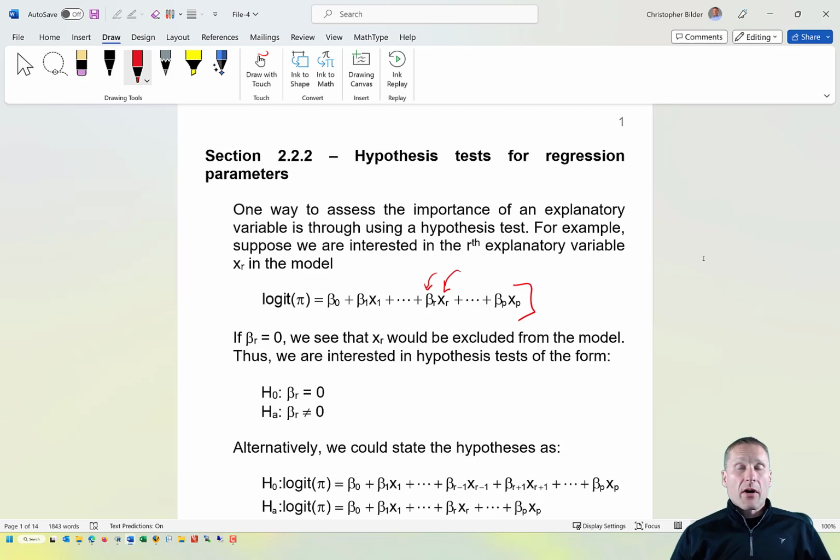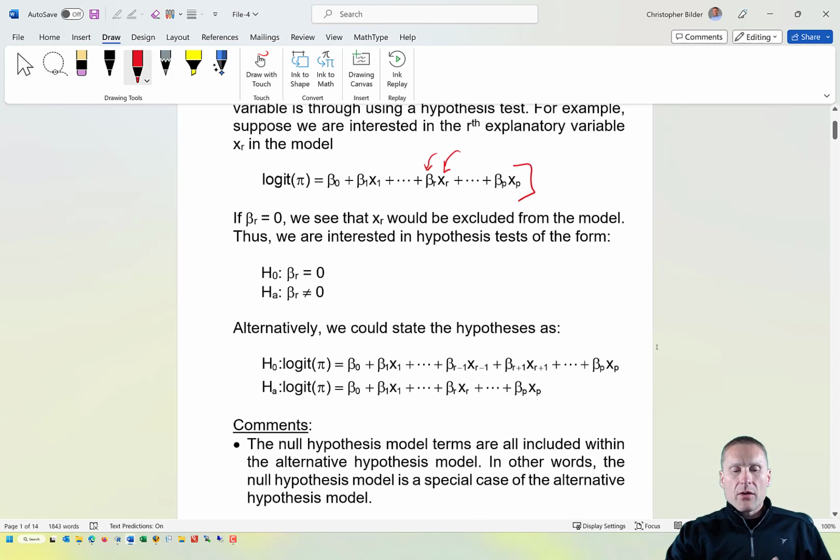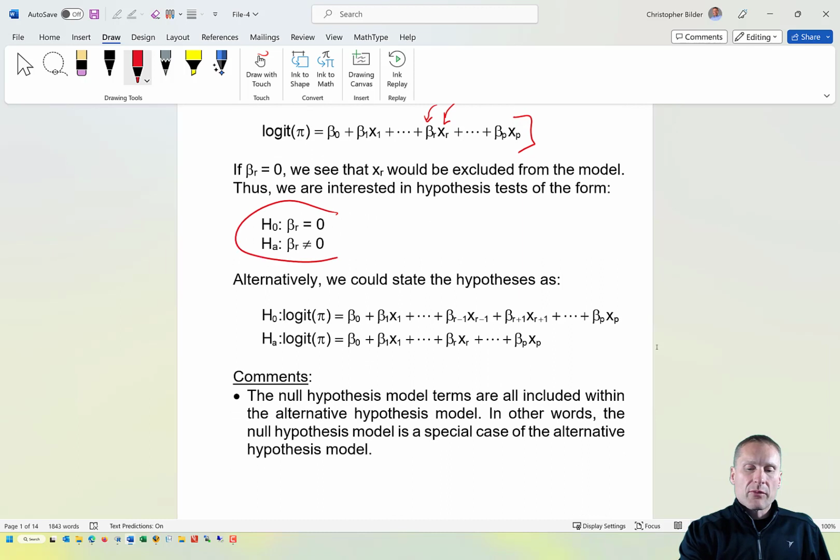So if this beta sub r is equal to 0, then notice 0 times x of r is equal to 0, so x of r disappears from our model. And so then we can say that x of r has no linear effect on the logit of pi. In other words, x of r doesn't have an effect on the probability of success. However, if beta sub r is greater than 0 or less than 0, then that says it has a positive or negative effect respectively.